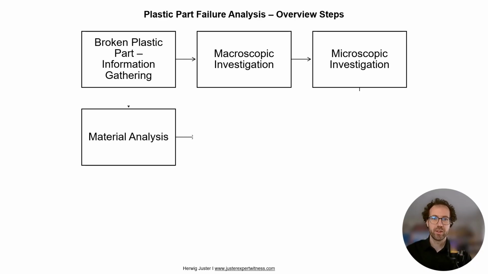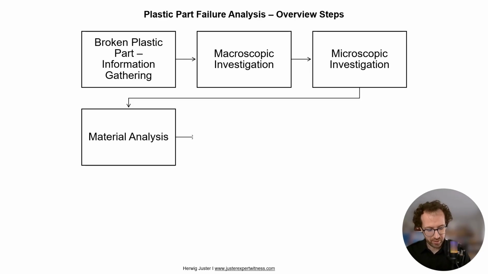Then when we have done that, we can start with the material analysis. So we want to know, okay, what is this for material? Is it really the material which is written on the data sheet, what was used for processing? Are there contaminations? What was happening there? We have different methods. We can use DSC. We can use different other thermal methods. We can use Fourier transformation, infrared spectroscopy, FTIR.